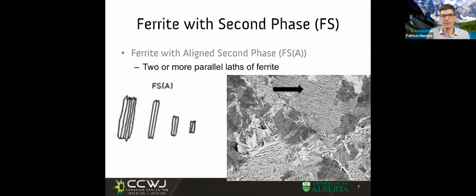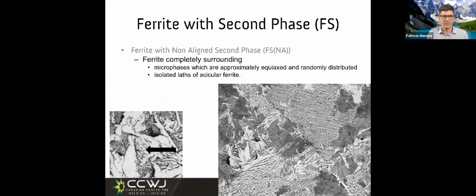And when we look at them in the microscope, it matters to see, oh, what do I see more? More of this basket weave as acicular ferrite, and I can anticipate a tough material. Or would I see a material with lots of this second phase aligned, which would be less tough? Then we have this other one that is FSNA, that is ferrite with second phase non-aligned. And we get to see this quite a bit less typically, but it's here.